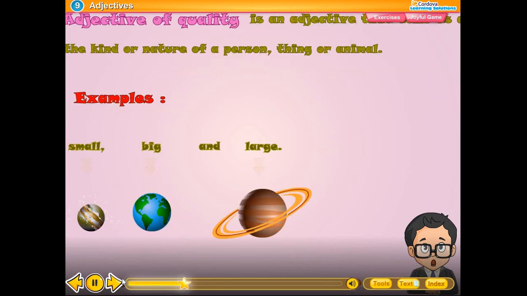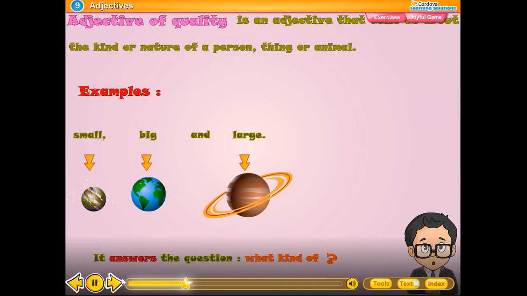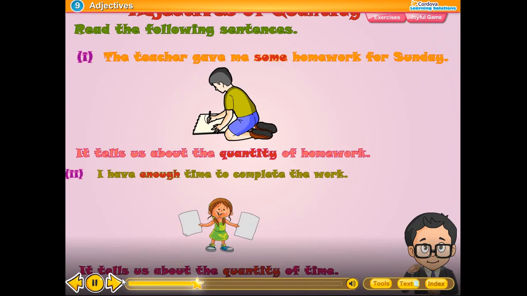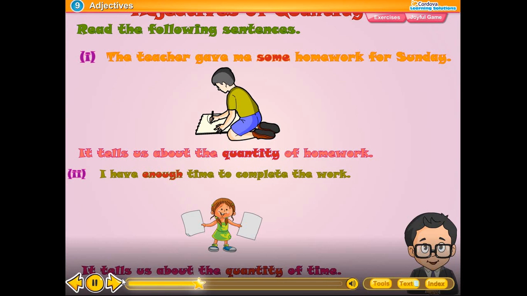An adjective of quality is an adjective that tells us about the kind or nature of a person, thing, or animal. Examples, small, big, and large. It answers the question, what kind of? Adjectives of quantity. Read the following sentences. The teacher gave me some homework for Sunday. It tells us about the quantity of homework.